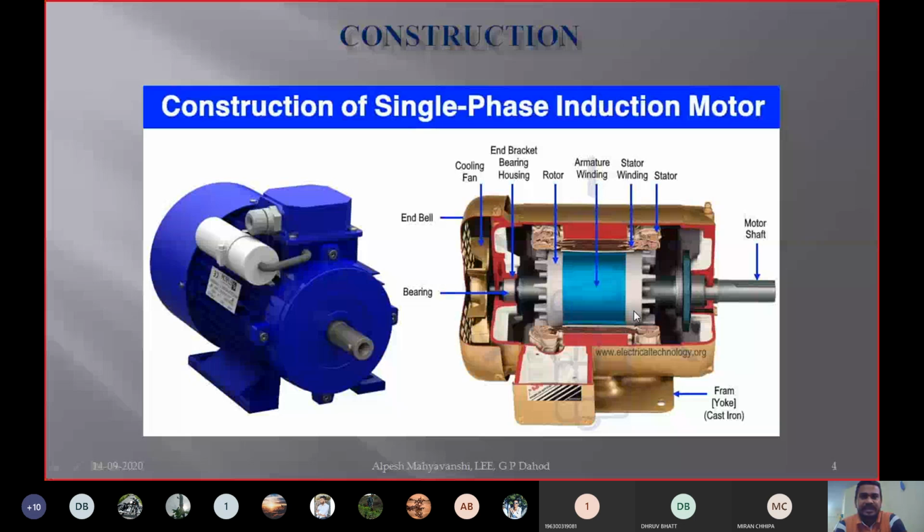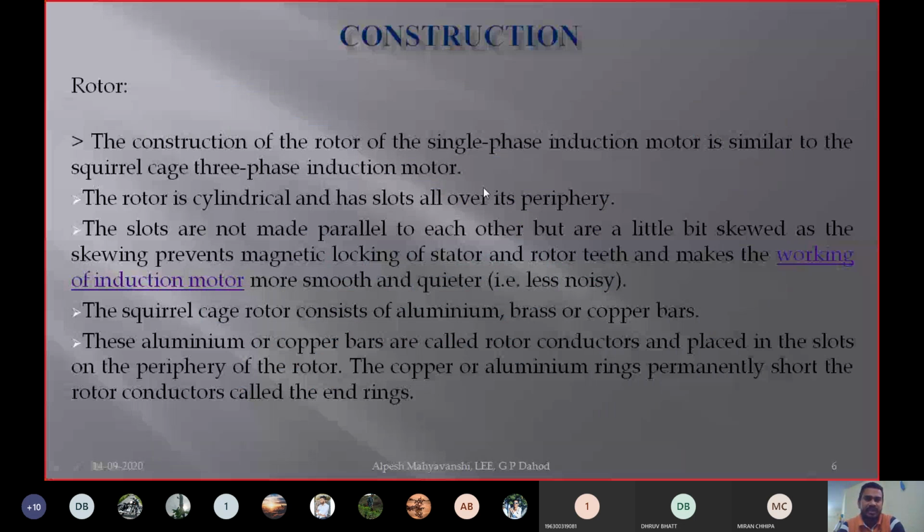The rotor is cylindrical and has slots all over its periphery. So a cylindrical type rotor is used, and on the outer periphery of the rotor slots are made. The slots are not made parallel to each other but are a little bit skewed, as skewing prevents magnetic locking of stator and rotor teeth and makes the working of the induction motor more smooth and quicker.